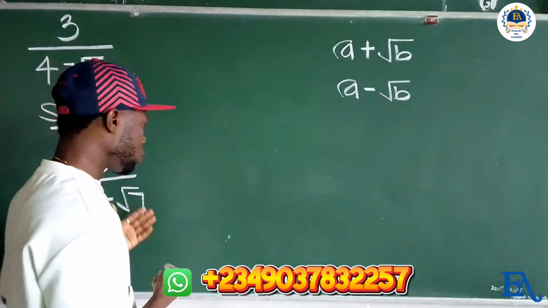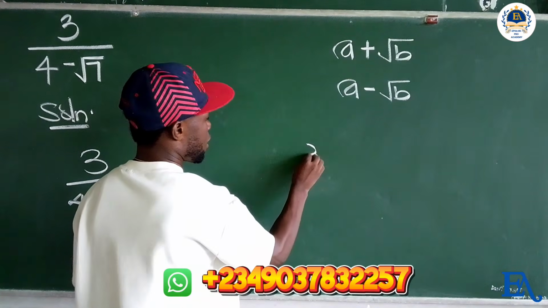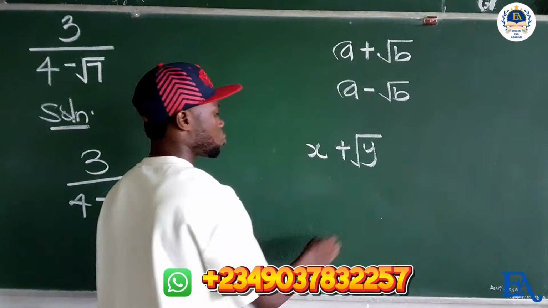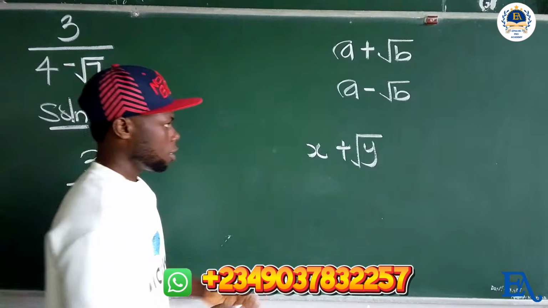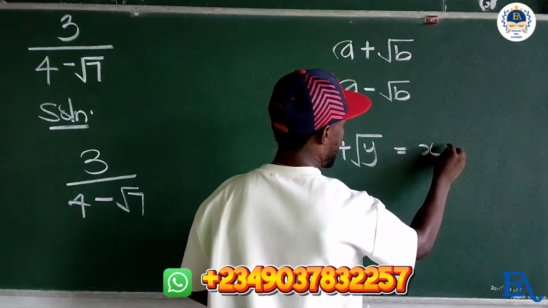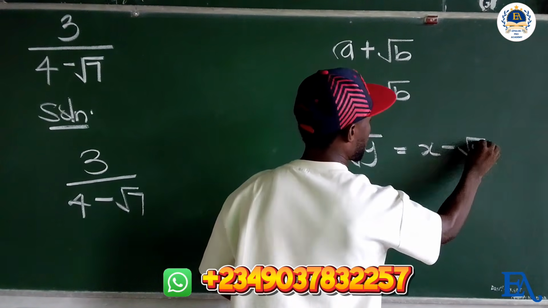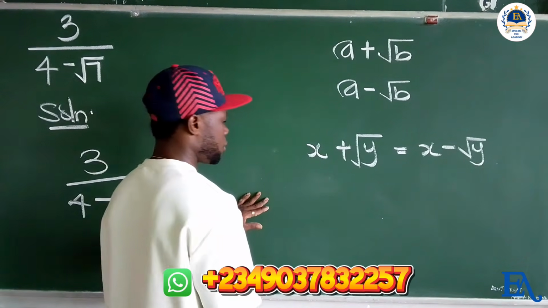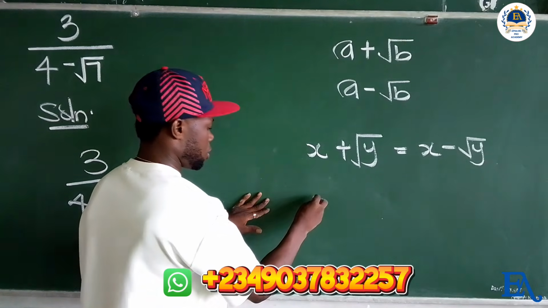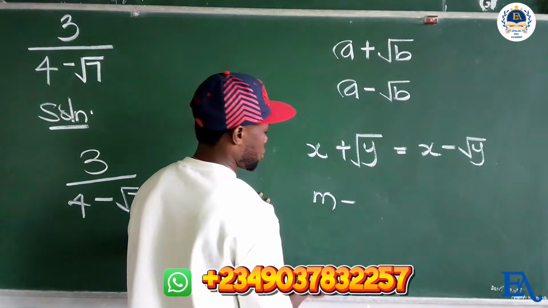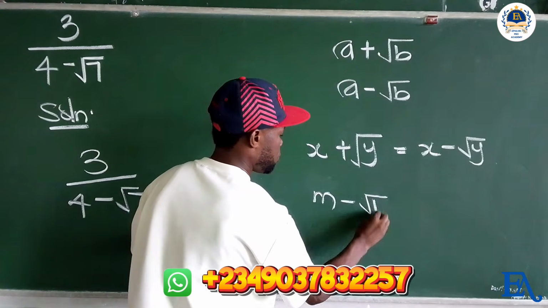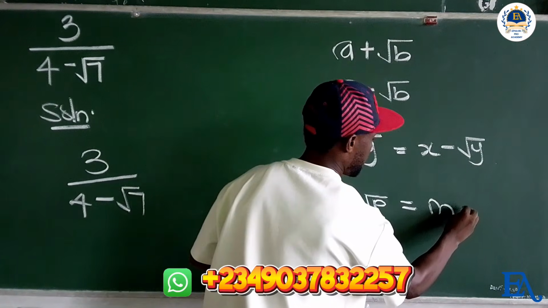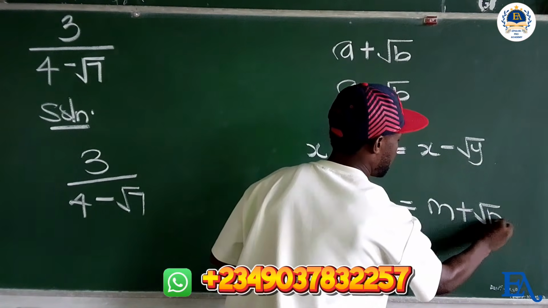Again, if the denominator was given as x plus root y, the conjugate of this is x minus root y. Let's consider another example. If the denominator is n minus root p, the conjugate to this becomes n plus root p.